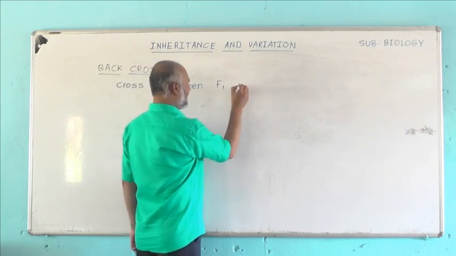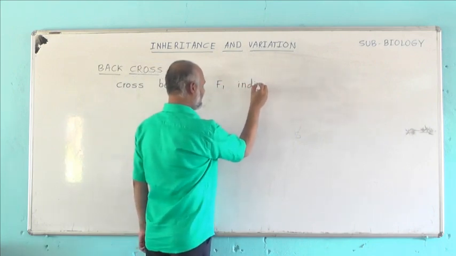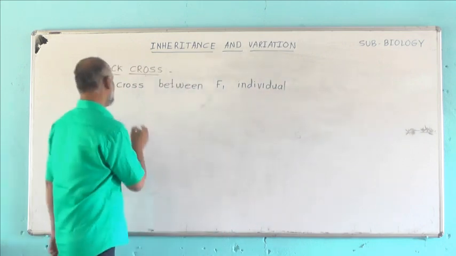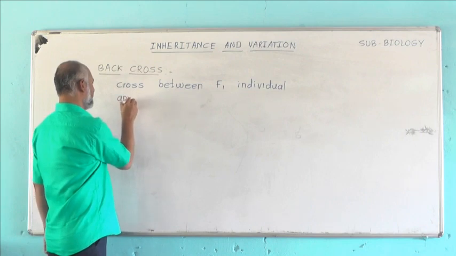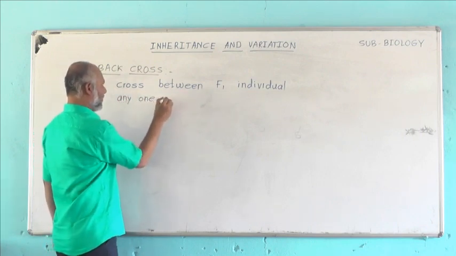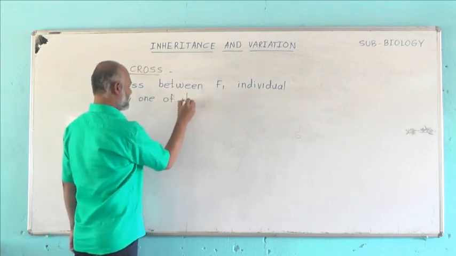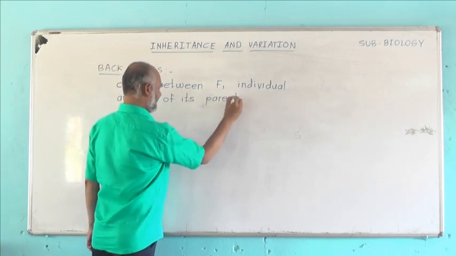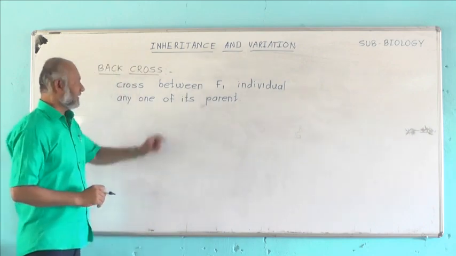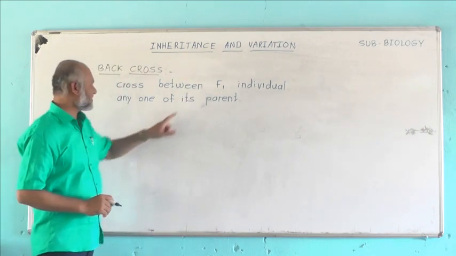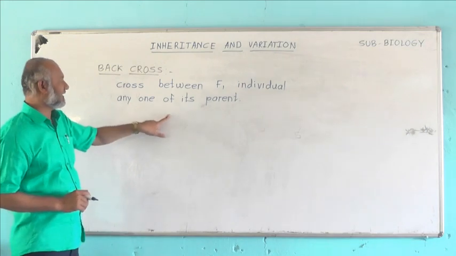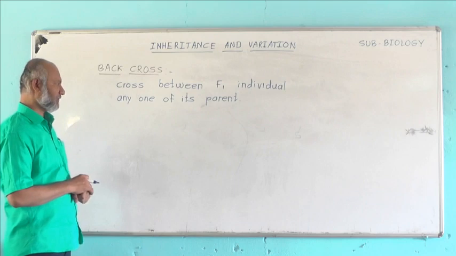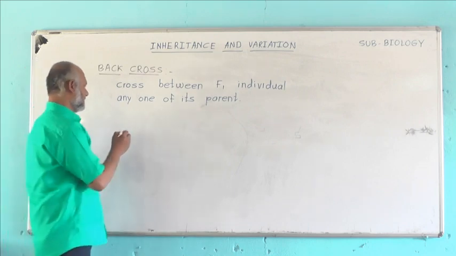F1 individual and any one of its parent. When an F1 individual is crossed with any one of its parent, then it is termed as back cross. Okay. Example.